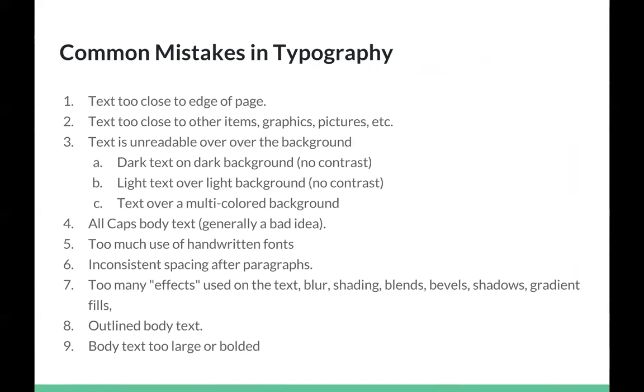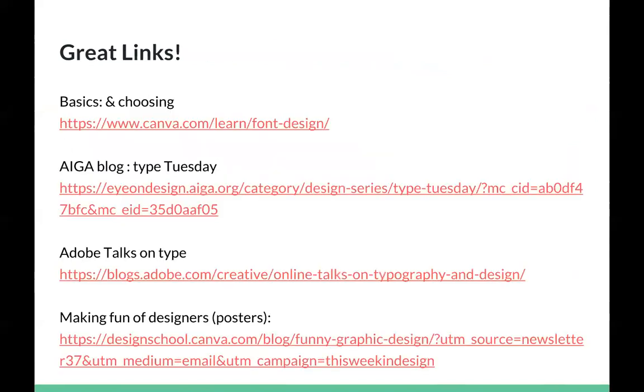Inconsistent spacing after paragraphs can kind of throw the reader's eyes off. Too many effects, you know, blurs, shading, blends, bevels, shadows, gradients, fills all over your text. You've outlined your body text so my eyes can't focus, or your body text is too large or too bolded. That can be very difficult to read.